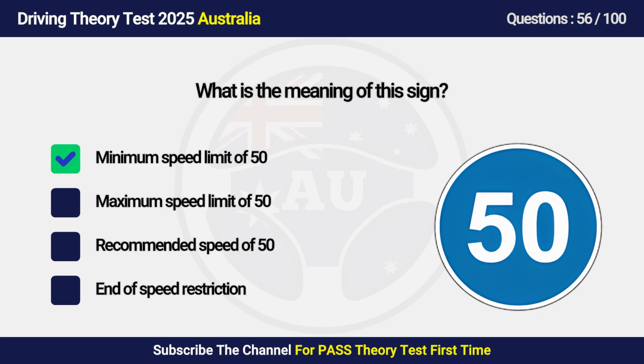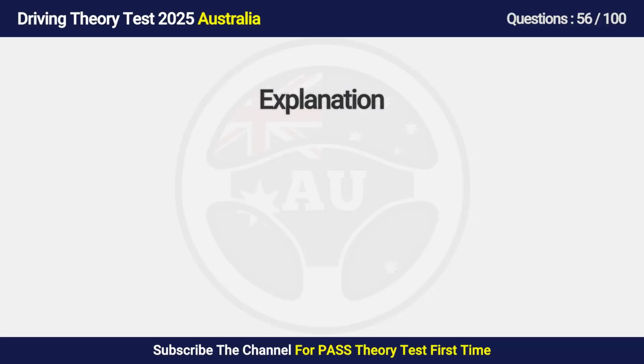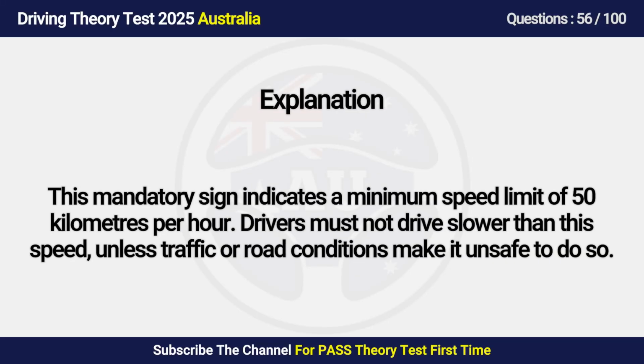Answer is A, minimum speed limit of 50. This mandatory sign indicates a minimum speed limit of 50 km per hour. Drivers must not drive slower than this speed, unless traffic or road conditions make it unsafe to do so.